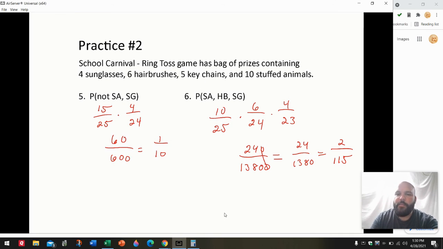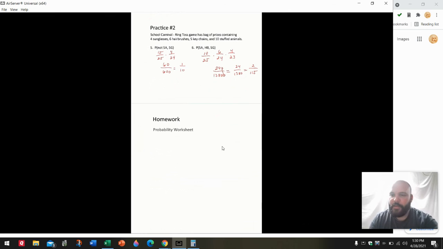The probability of picking a stuffed animal followed by a hairbrush followed by a sunglasses would be 2 out of 115.